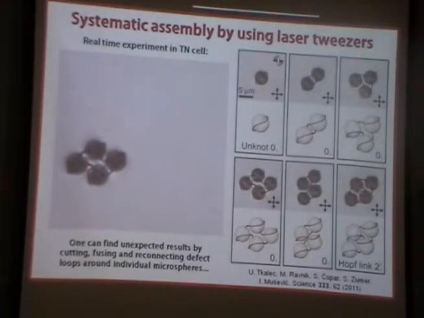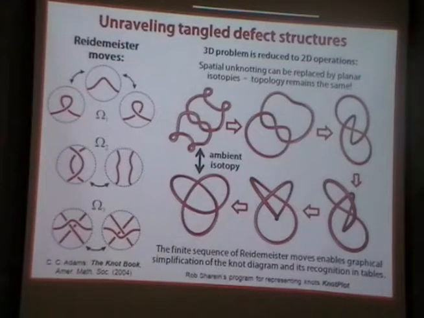So you can change the topology of entangled defects. So how do you find out what you actually have? There is a relatively simple way for relatively small systems.